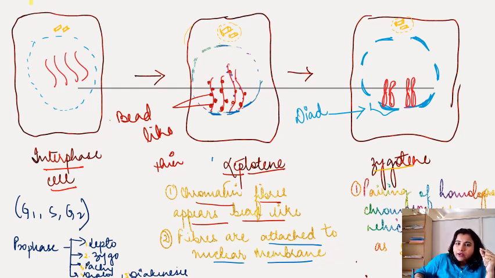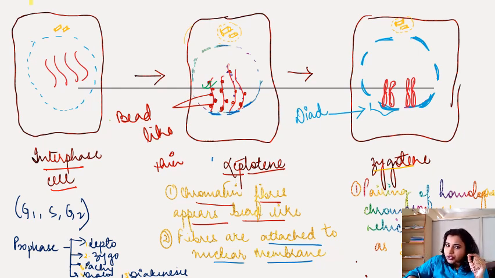If you see this chromatin, these are thin thread-like structures, but in zygote this gets condensed, so you can see the structure is a little bit thicker compared to your leptotene stage, right? So in case of zygote, the chromosome condensation takes place. Once the chromosome gets condensed, there is a pairing.